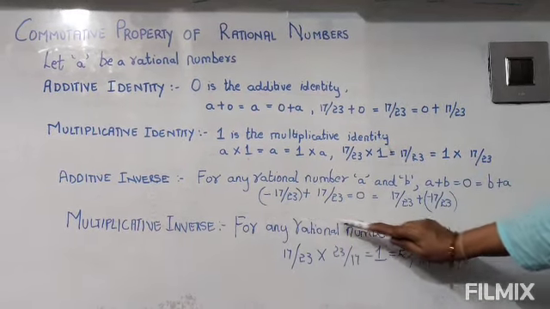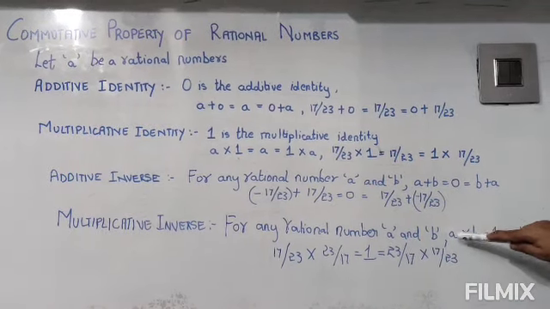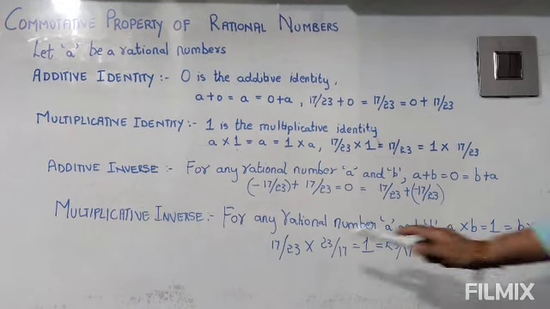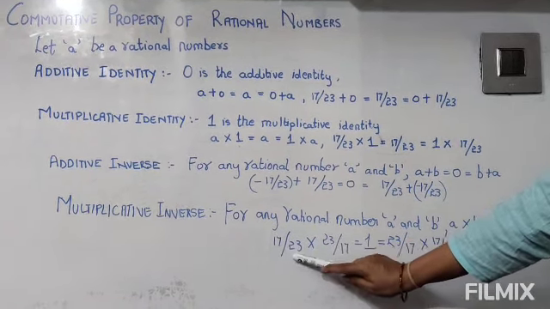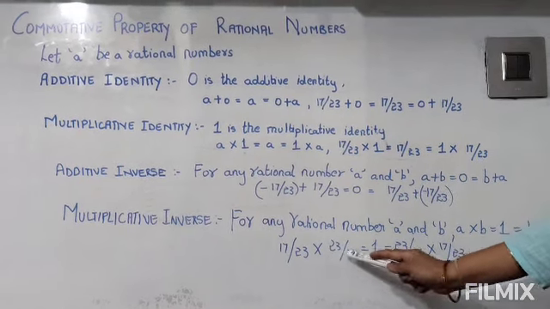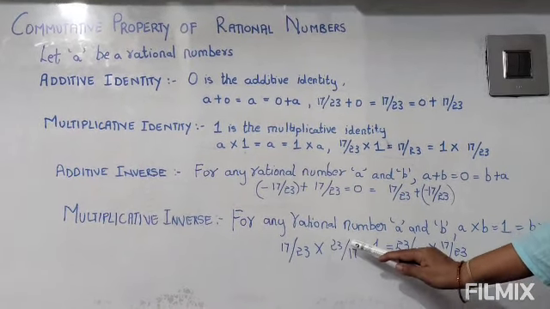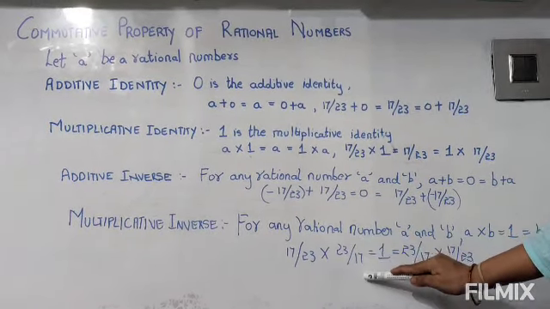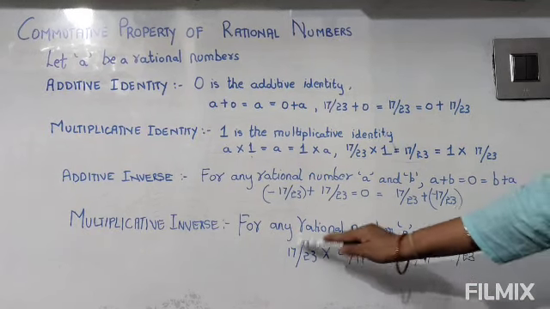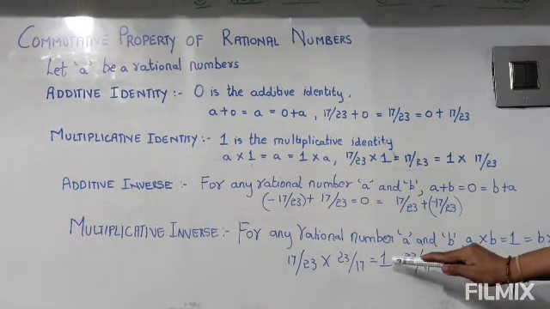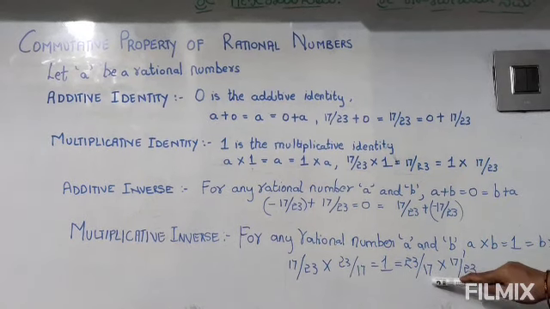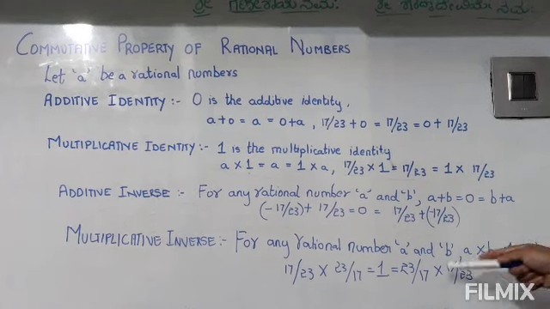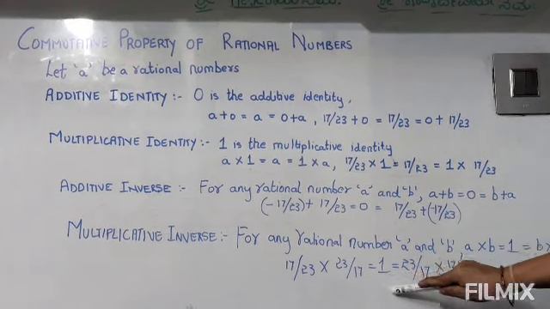For any rational numbers A and B, A into B is equal to 1, which is equal to B into A. For example, 17 by 23 into its reciprocal. The reciprocal of 17 by 23 is 23 by 17, and the product is equal to 1. If you cancel everything, you will get the answer as 1. Similarly, B into A. What is B? 23 by 17. The reciprocal of that is 17 by 23. However you do it, you will get the answer as 1.